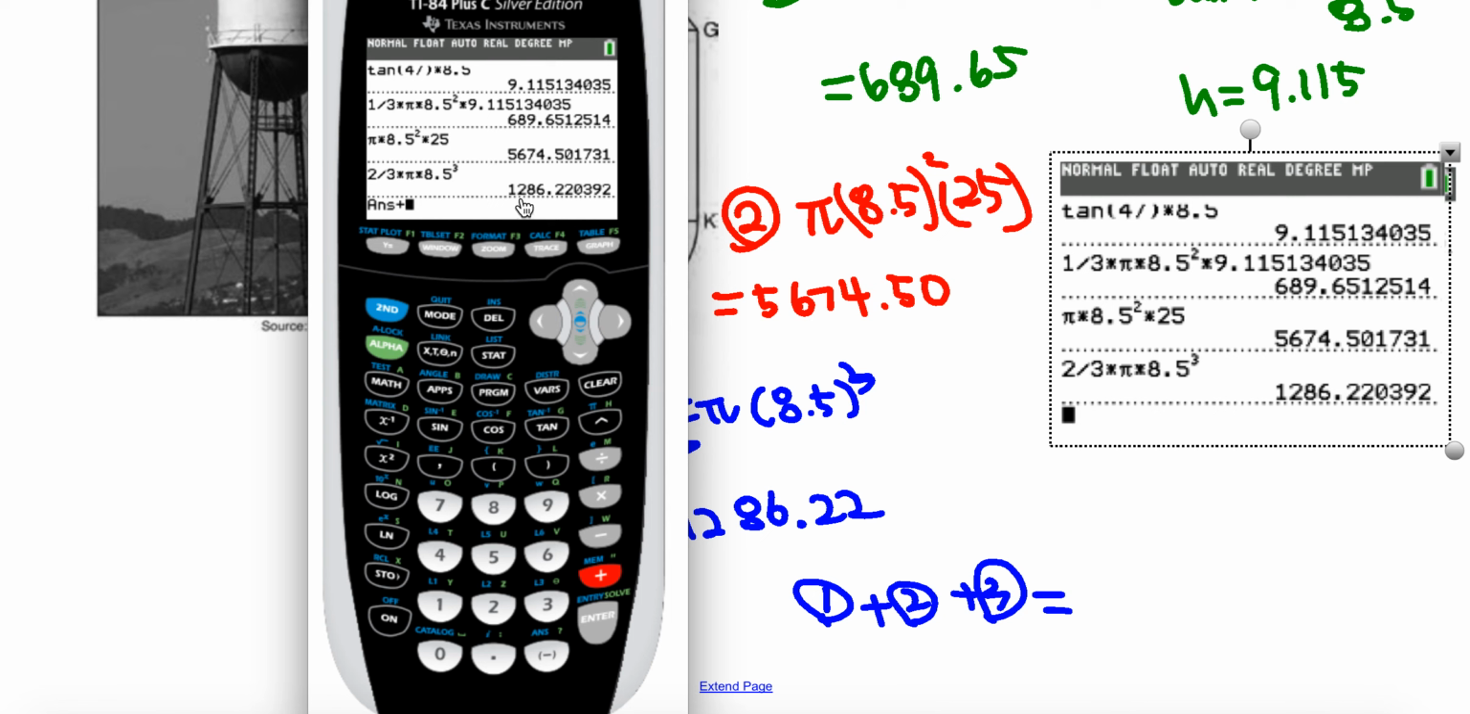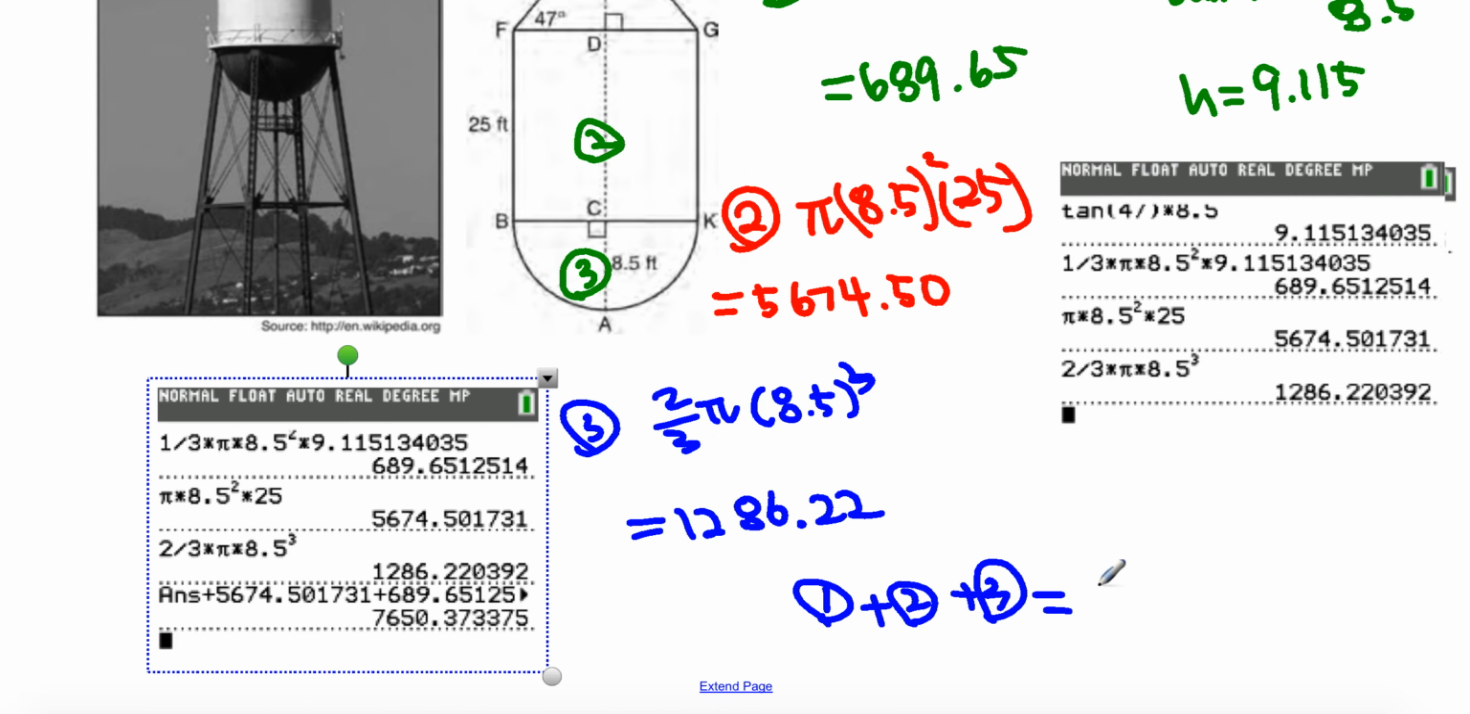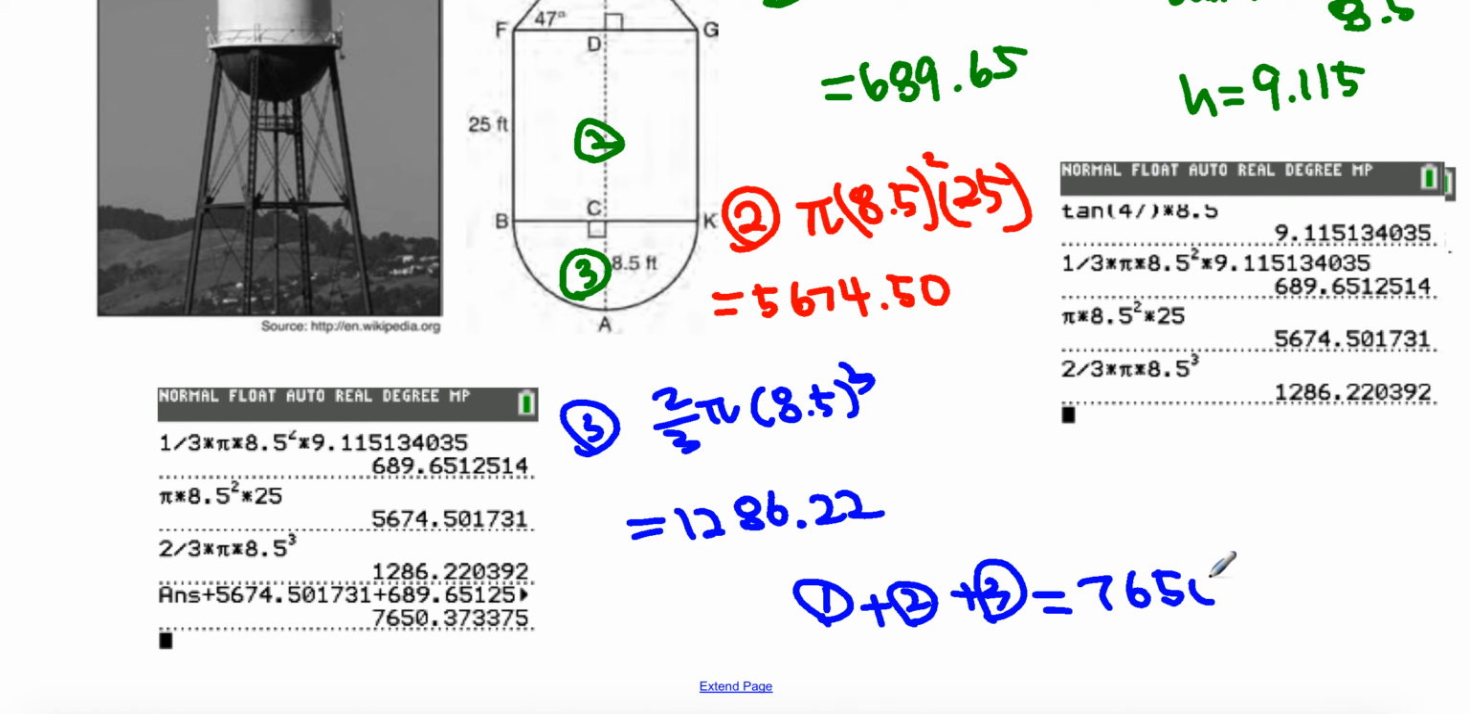So when I add up all three of them, that would be the total volume. I'm going to add the previous answer plus that answer plus that answer. Then we get 7650.37, but round to the nearest cubic foot. That's basically what we will end up getting.